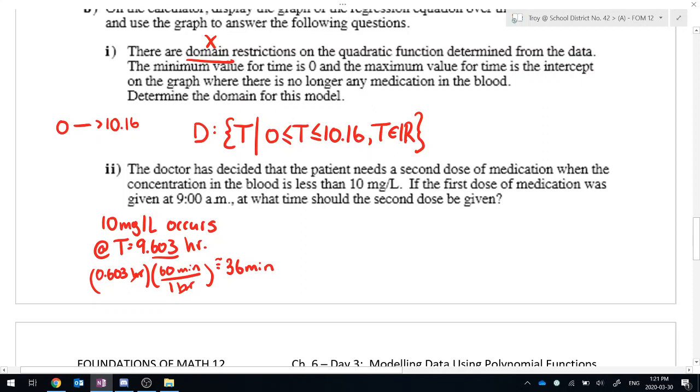Okay. So, what that means is, oops, not 6. What that means is 9 hours and 36 minutes after first dose is when the second dose needs to occur.